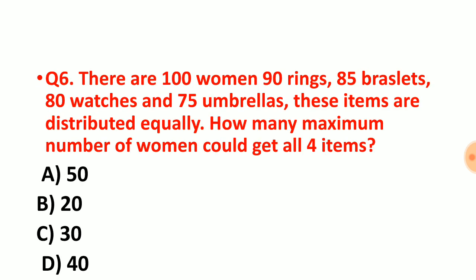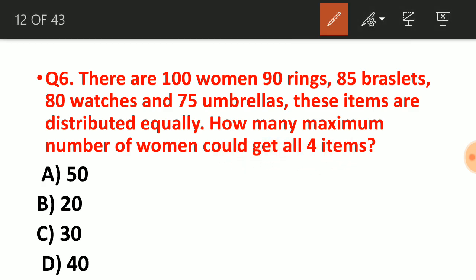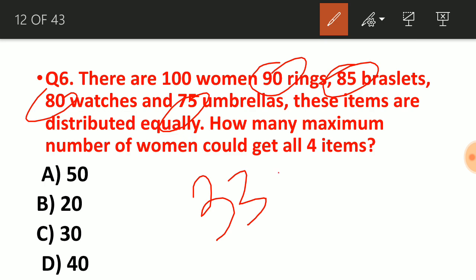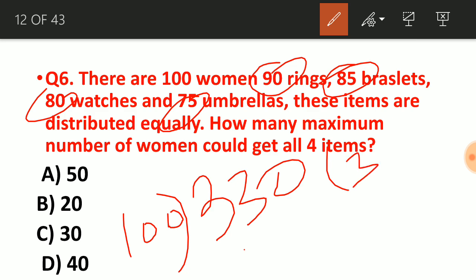Question number 6. There are 100 women, 90 rings, 85 bracelets, 80 watches, 75 umbrellas. These items are distributed equally. What is the maximum number of women who can get 4 items? So if we add all these items, 90 plus 85 plus 80 plus 75, that will be 330. If we divide 330 equally among 100 women, then 300 is distributed and the remainder will be 30.